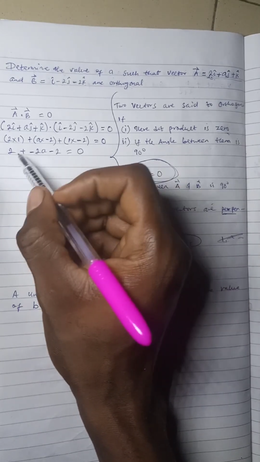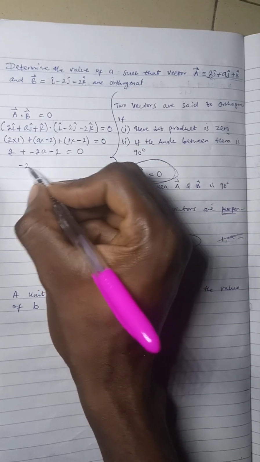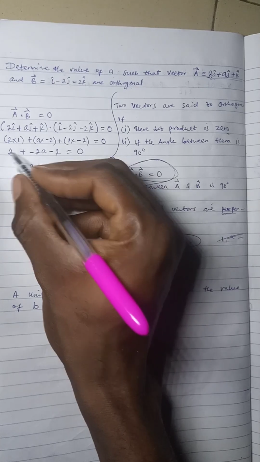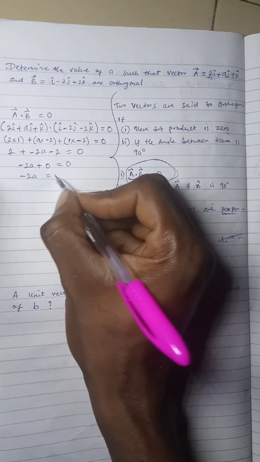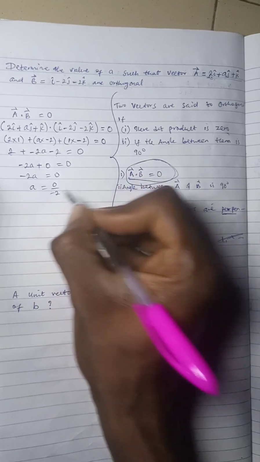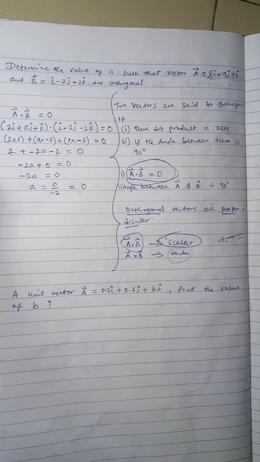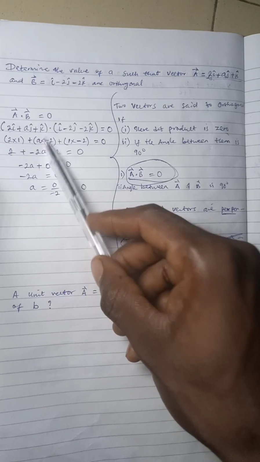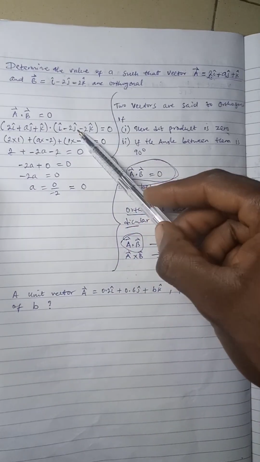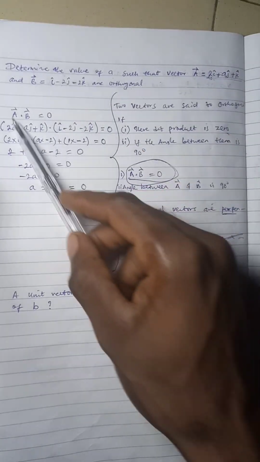Okay, so here is what we have. 2 minus 2, so what we have here is minus 2a plus 2 minus 2. 2 minus 2 is 0, equal to 0. Okay, so minus 2a is equal to 0. So our a will be 0 over minus 2. 0 over minus 2 gives us 0. So our a is 0. So it means that when a is 0, these two vectors are orthogonal. So how did I start it? I first put 2i hat plus aj hat plus k hat, dot i hat minus 2j hat minus 2k hat. And I know that since they are orthogonal, their dot product is 0.